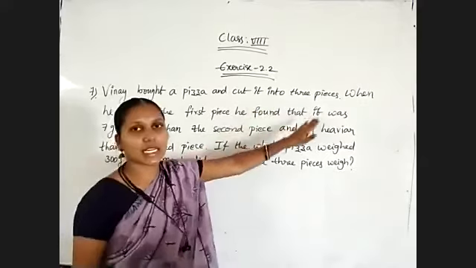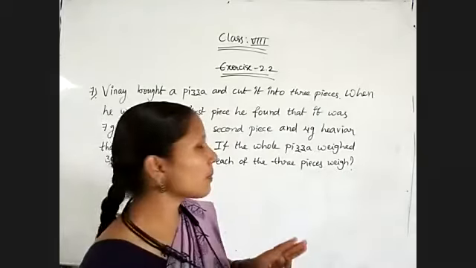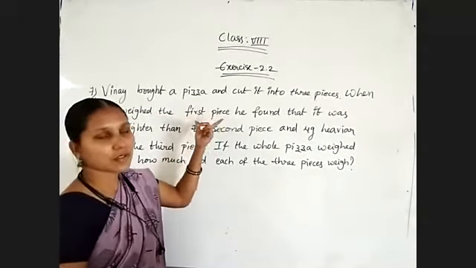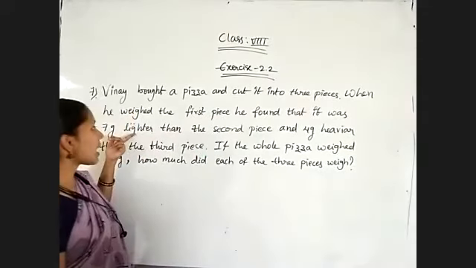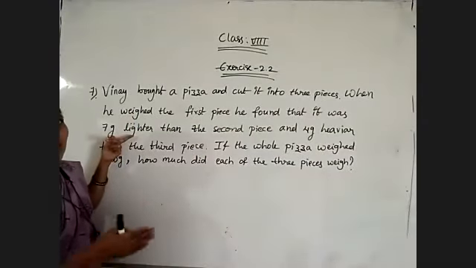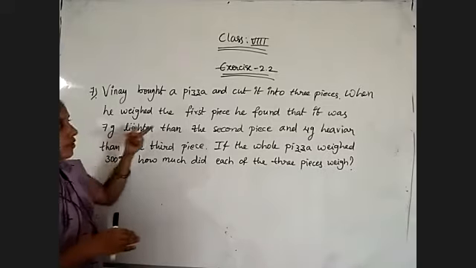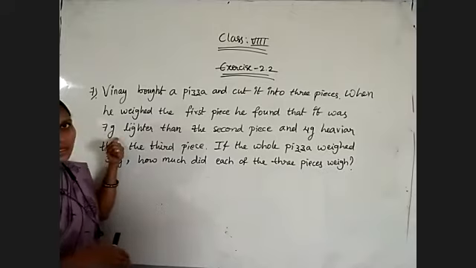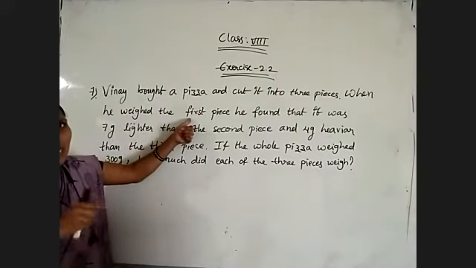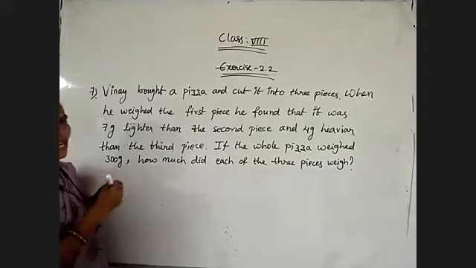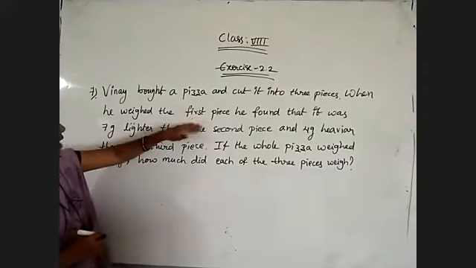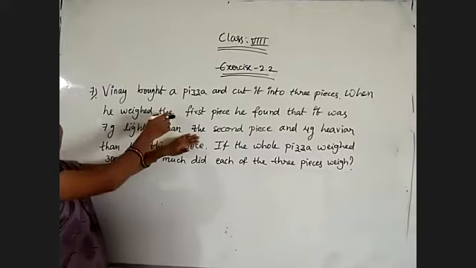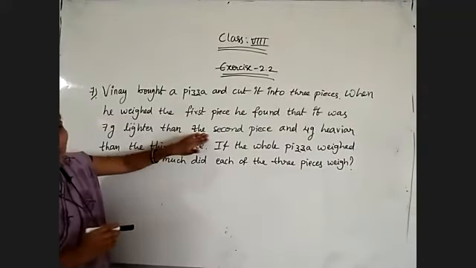Pizza is cut into 3 pieces. Whatever pizza we bought, it is divided into 3 parts. And the first piece weight is 7 grams lighter than the second piece, which means the second piece is more than the first piece by 7 grams. Suppose the first piece weight is 50 grams. The second piece will be 7 grams more than the first piece, that is 50 plus 7.